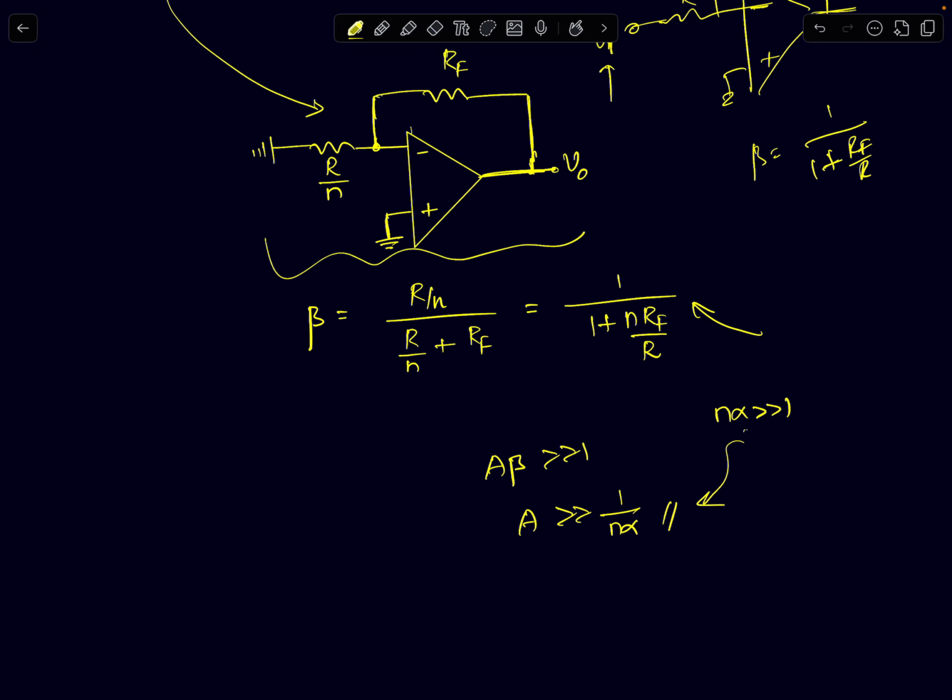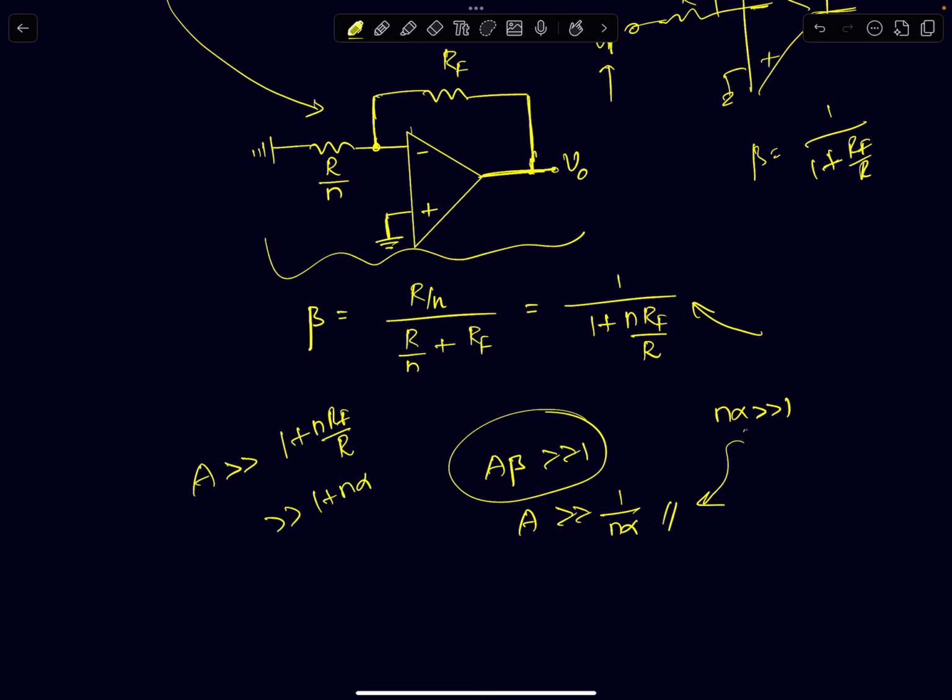Now, first step, let's say all the inputs are only DC inputs. I'm just giving you the idea that the inputs are not changing. All the n inputs are DC inputs. Then if I pose you a question, what is the DC gain necessary for this circuit? Then you will have to use this condition: A beta has to be much greater than 1. This has to be satisfied. So your A beta has to be much greater than 1, or your A has to be much greater than 1 by beta, which is 1 plus n RF by R, which is 1 plus n times alpha.